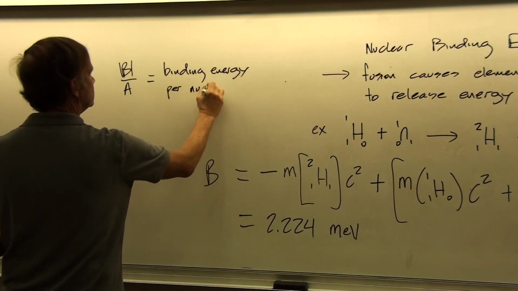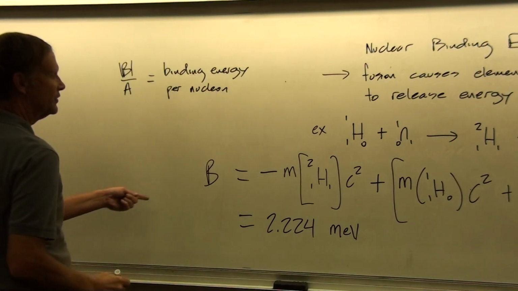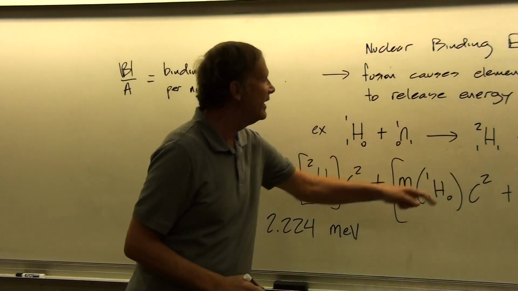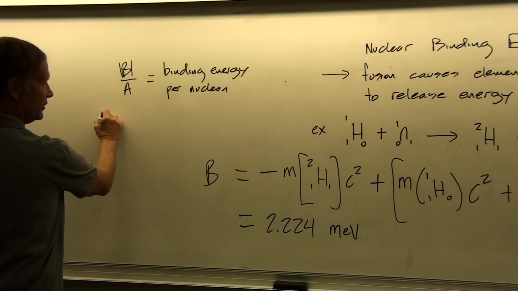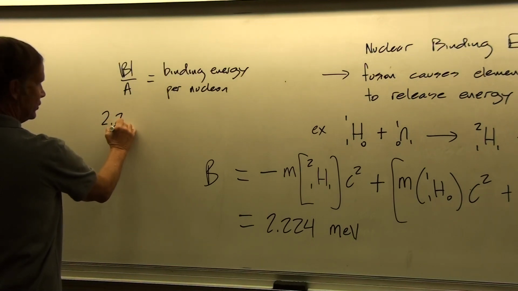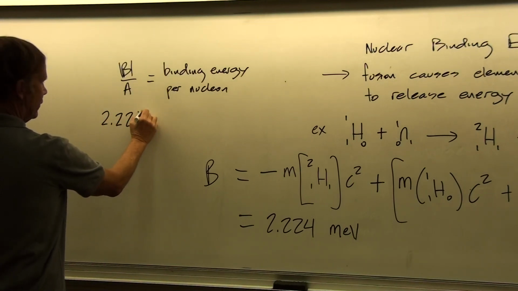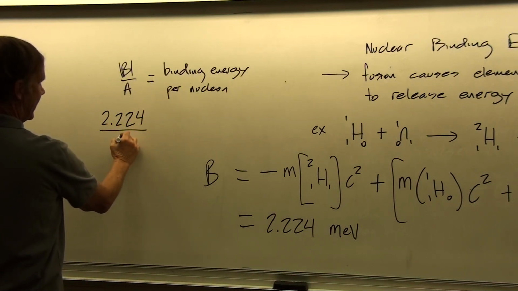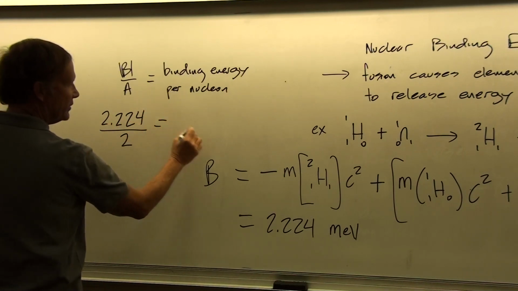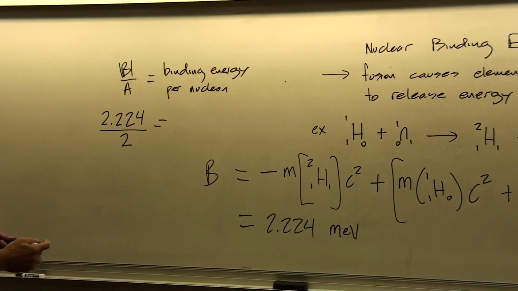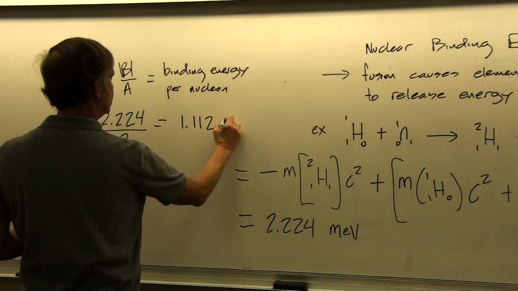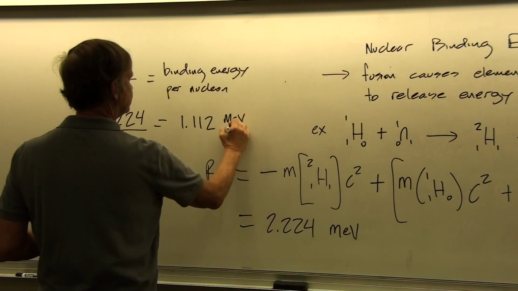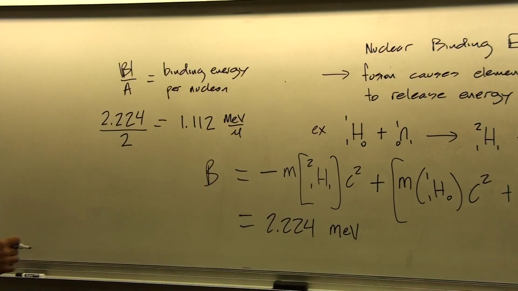So for hydrogen, being turned into heavy hydrogen, it does release energy. In this case, the binding energy per nucleon would be 2.224 divided by 2, right? Because the nucleon number for heavy hydrogen is 2, right? And so that would be 1.112 MeV per nucleon. So that's not very hot.